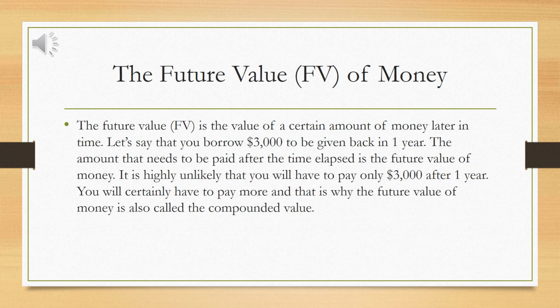The future value is the value of a certain amount of money later in time. Let's say that you borrow $3,000 to be given back in 1 year. The amount that needs to be paid after the time elapsed is the future value of money. It is highly unlikely that you will have to pay only $3,000 after 1 year. You will certainly have to pay more, and that's why the future value of money is also called the compounded value.